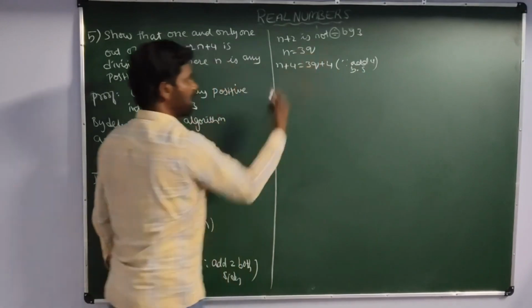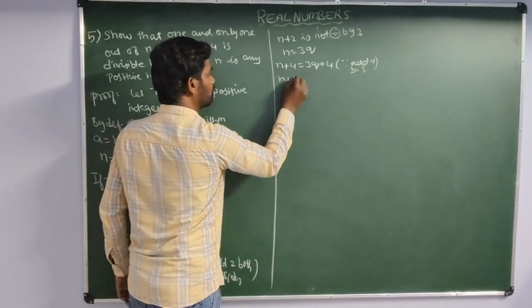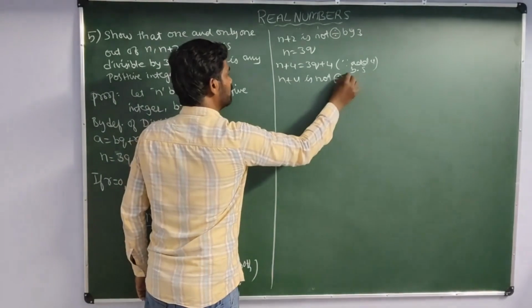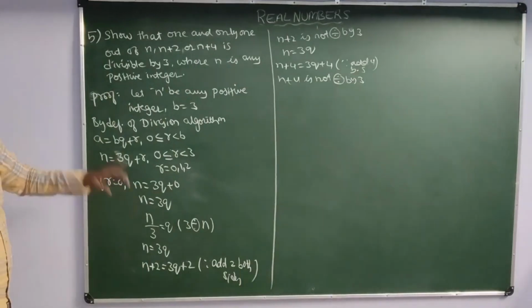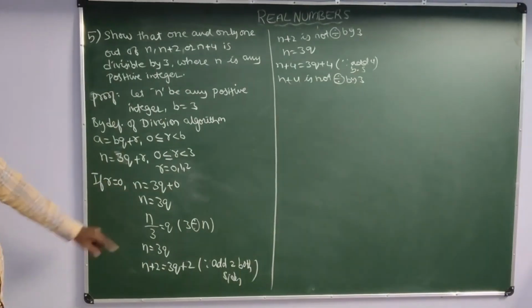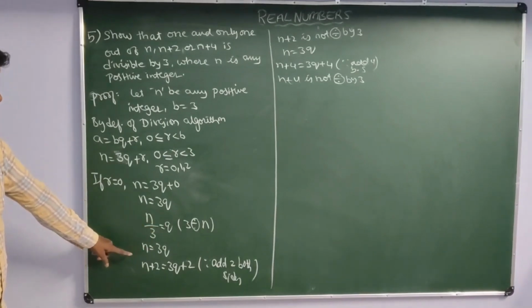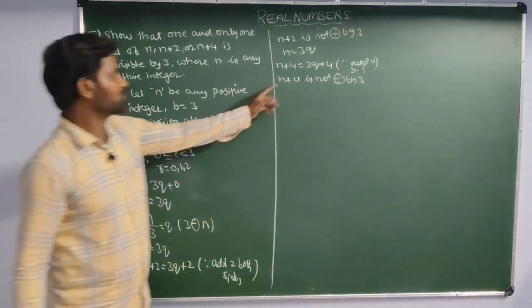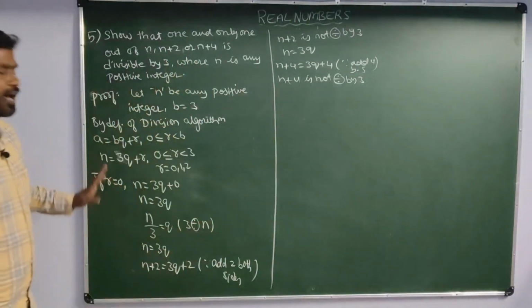Okay. So if we add, is it divisible by 3? N plus 4 is not divisible by 3. Therefore, only one is divisible by 3. N is divisible by 3, n plus 2 is not divisible by 3. Next, n plus 4 is not divisible by 3. Therefore, for condition r is equal to 1.